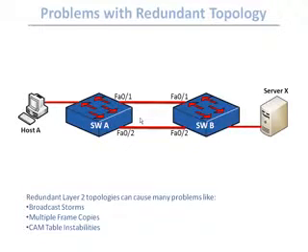Well, the problem with this whole thing is that the redundant topology, as good as it is and as necessary as it is, introduces some problems in layer 2 topologies. Some of those problems are broadcast storms, multiple frame copies, or what we know as CAM table instabilities, or in other words, MAC address table instabilities. But first, let's see what the broadcast storm actually means.